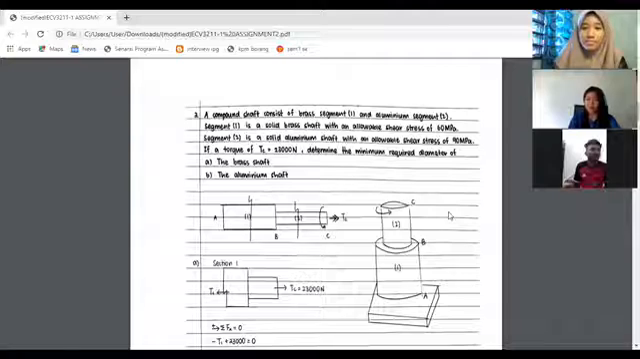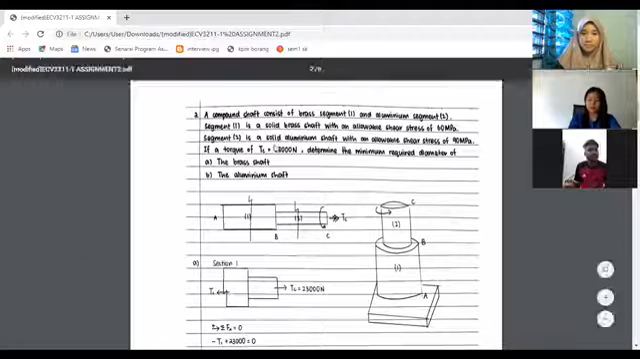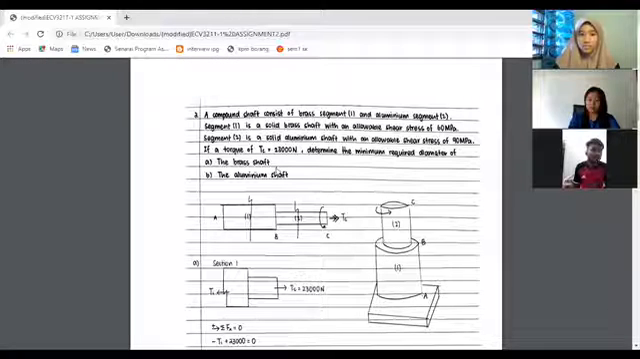So we move to question number 3. In this question, we need to find the minimum required diameter for the two shafts, brass shaft and aluminum shaft. We have two segments here, and the information we got is the allowable shear stress: 60 megapascal for the solid brass shaft, while 90 megapascal for the aluminum shaft.